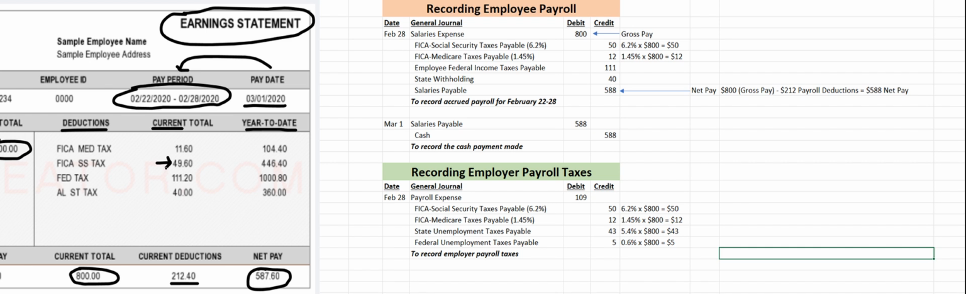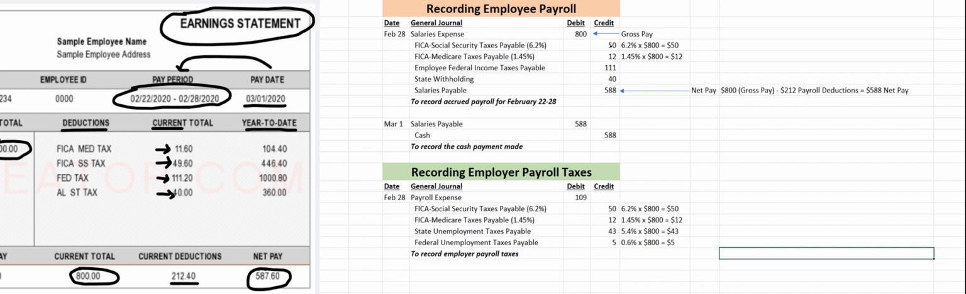So you see the $49.60. I just rounded it to the nearest whole dollar to keep it simple. Then you have the FICA Medicare taxes of 1.45% of $800. That gives you $12. On the pay stub, you see that it's $11.60, rounded up to the nearest whole dollar, that's $12. Then you have the employee federal income taxes. That's $111 here, rounding $111.20 to the nearest whole dollar. Then you have the state income tax of $40, and there it is right there, $40.